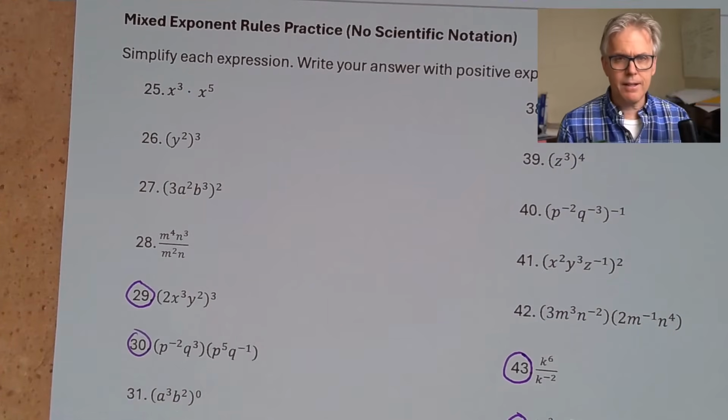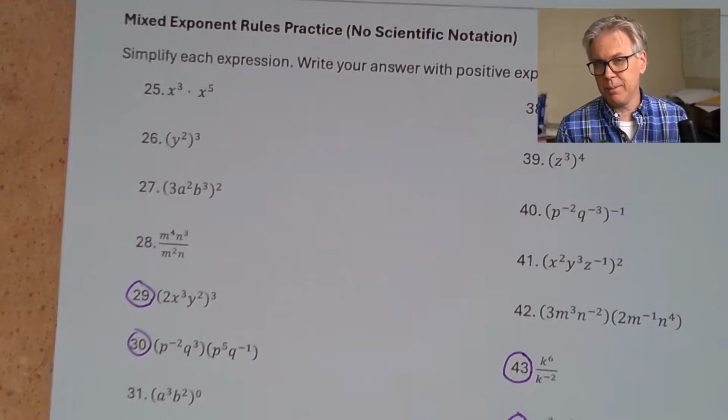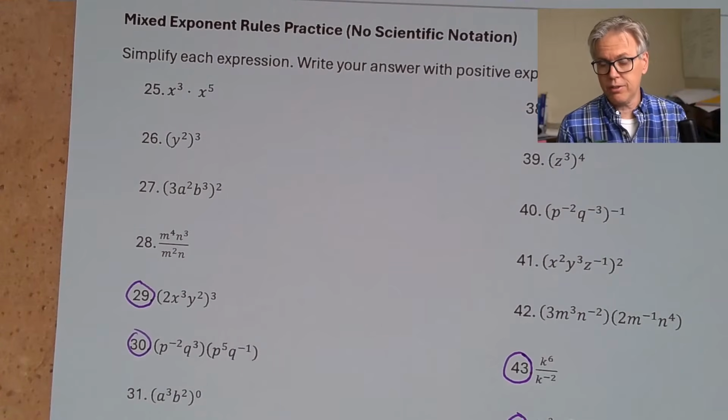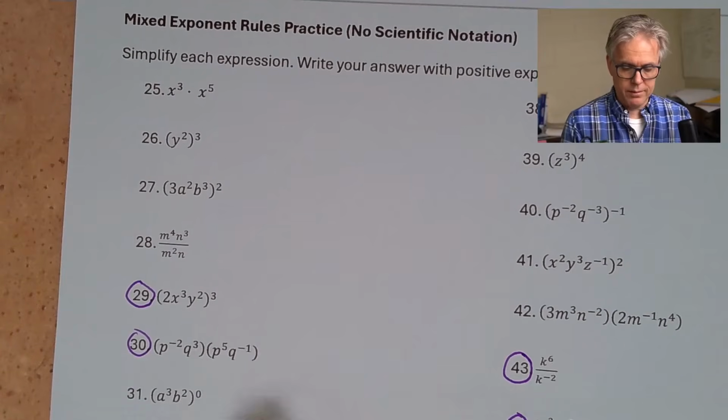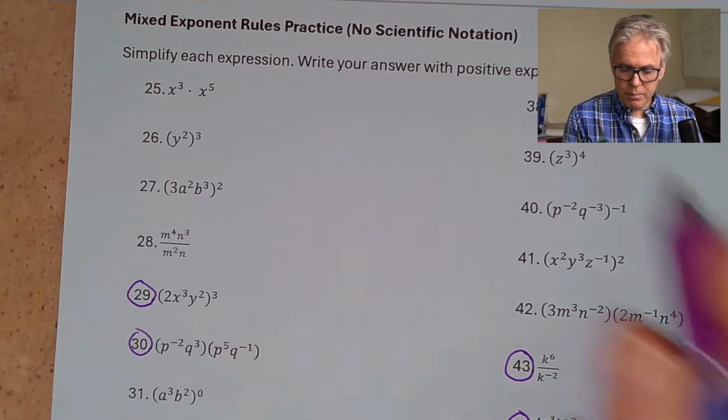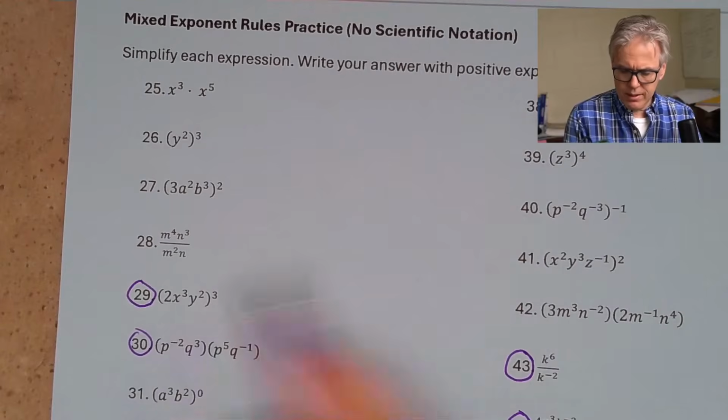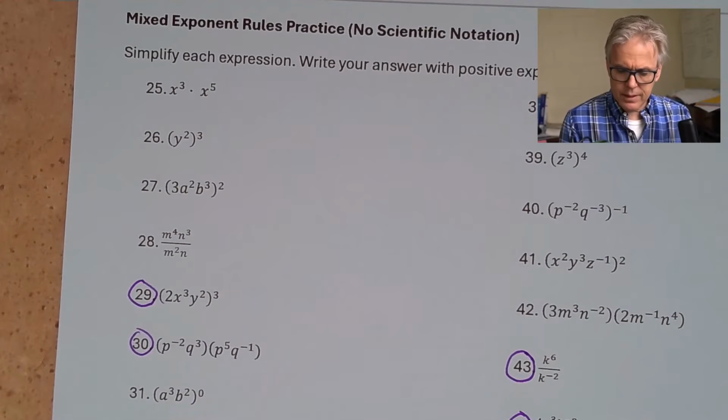So number 29. If all you're doing is watching the video, it's not really going to help you as much as you think it does. It makes you feel good because you're watching the video and I'm leading your brain through. It's super important that you're doing these. So this is sort of mixed practice with all the rules we've been doing. I tried to get at least one of each type.